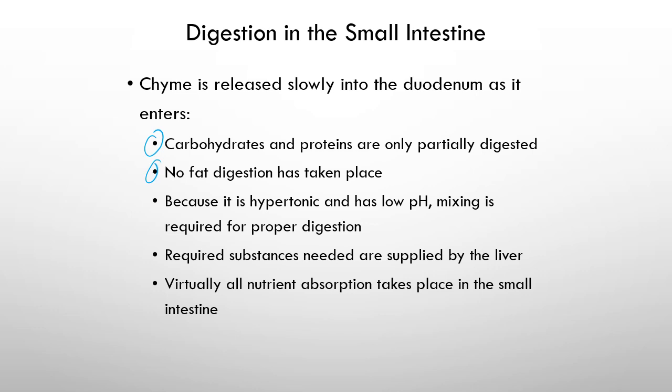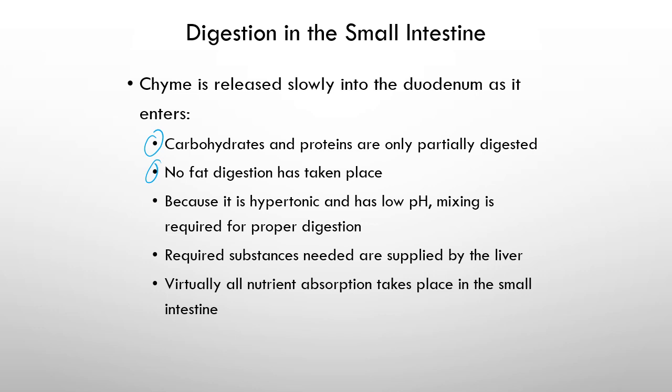The fluid that's entering into the small intestines is hypertonic. So we've got lots of things in there. And initially it's coming in with a relatively low pH. So we're going to have to mix things around quite a bit. And all of that mixing, all of that churning helps to chemically digest all of the substances that are coming in from the meal.